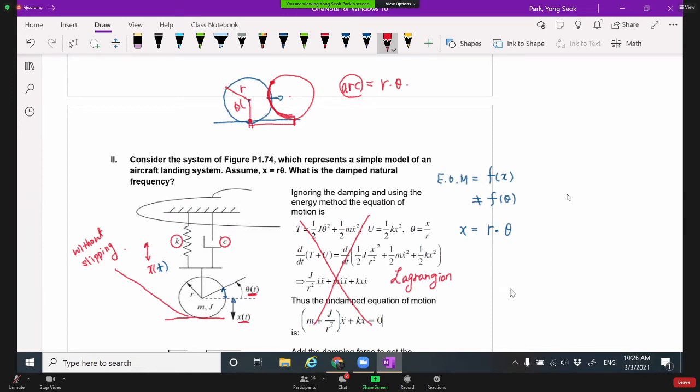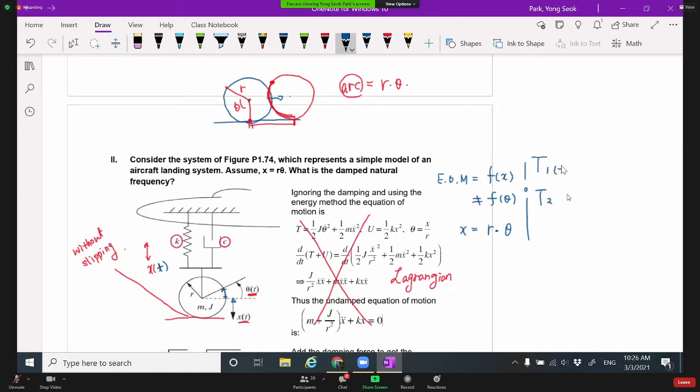We need to find the total amount of potential energy and the total amount of kinetic energy that we have. Okay, that's the right answer. So now let's figure out what types of kinetic energy we have. Is my disk moving up and down? Yes, and my wheel is rotating as well, right? So my wheel is up and down as well as rotating. That's why there are two kinetic energies.